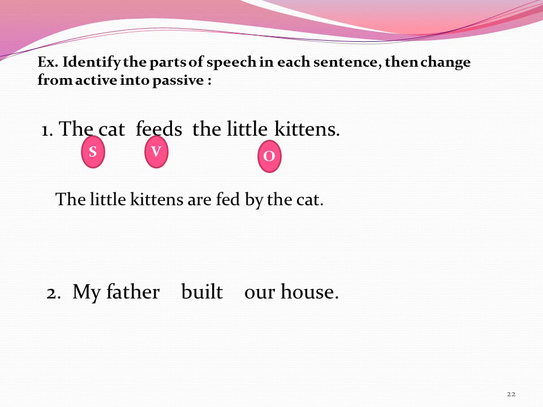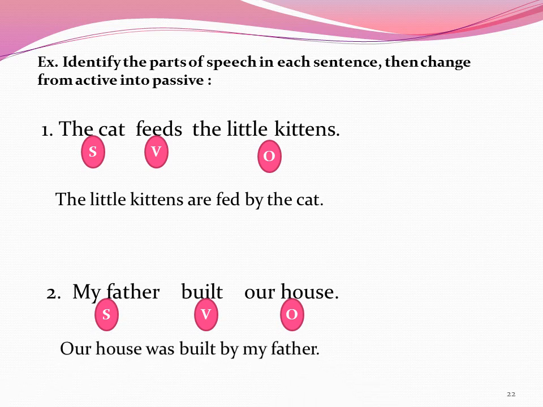Second sentence. My father built our house. My father is the subject. Built is the verb. Our house is the object. We take the object at the beginning, followed by verb to be. Here built is the simple past, so it's either was or were. So we added was since house is singular. Then past participle built, by the subject, by my father.